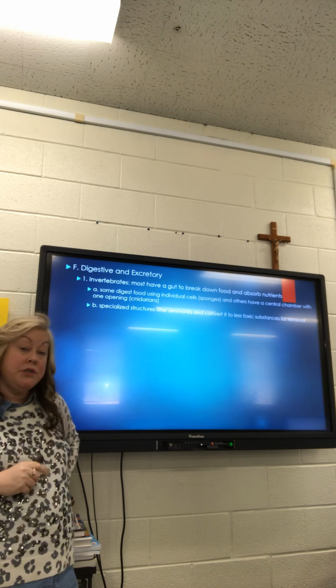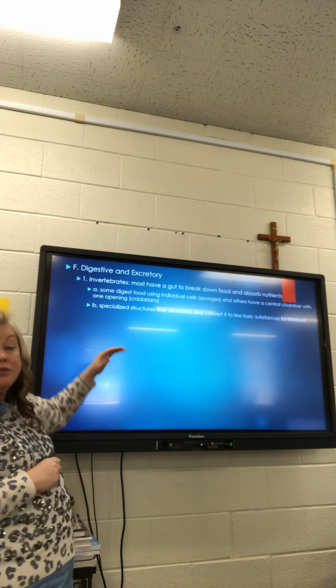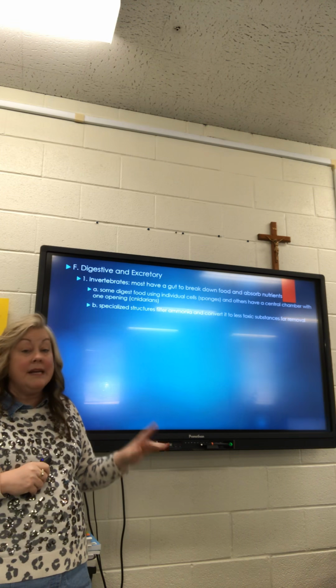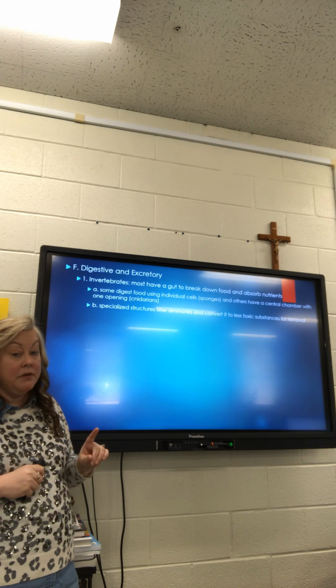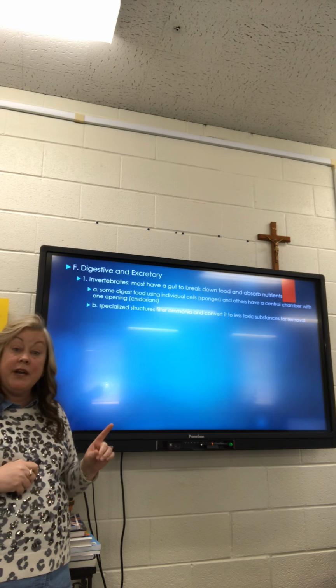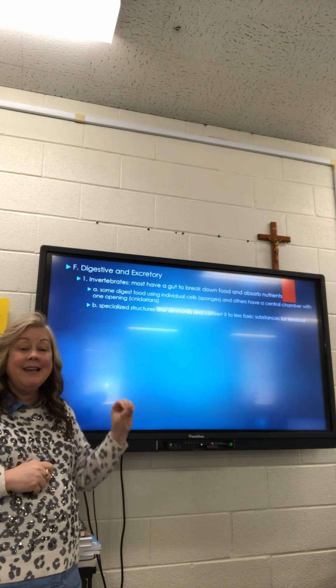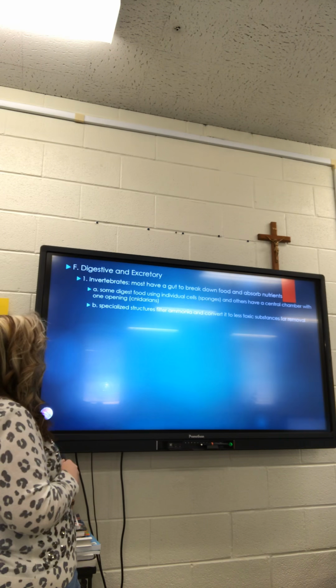There are some invertebrates that do have specialized structures to help filter the ammonia into a less toxic substance. Now, these are still invertebrates, mind you. Earthworms can do this. They have special structures called nephridia. The prefix neph means kidney. Nephridia act like kidneys for the earthworm.